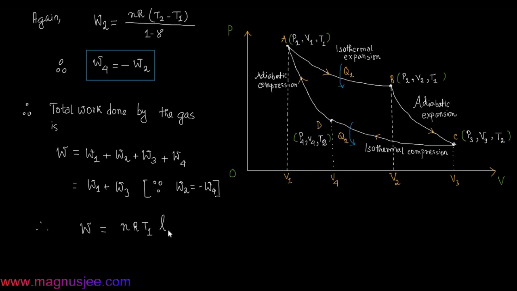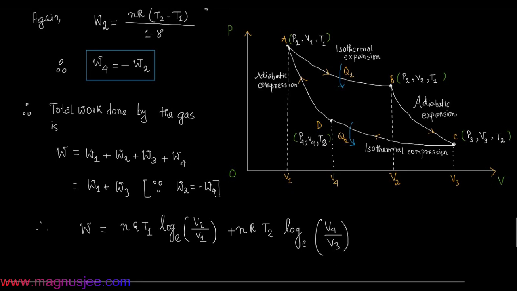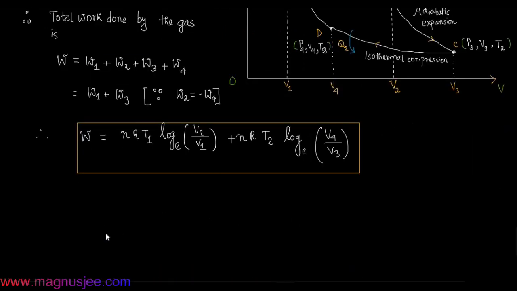Therefore, putting the expressions of W1 and W3, we get W as nRT1 log base e V2 by V1 plus nRT2 log base e V4 by V3. This is the expression of total work done by the gas in the Carnot cycle.